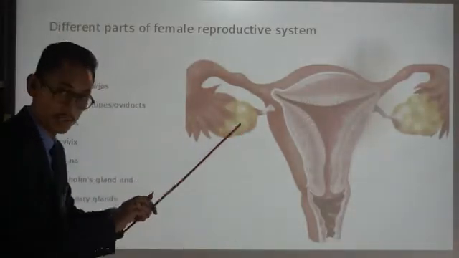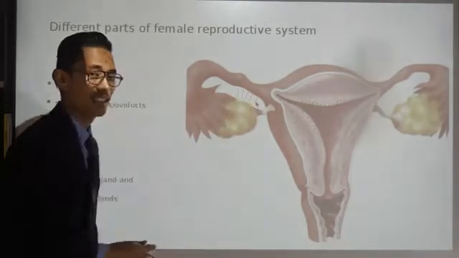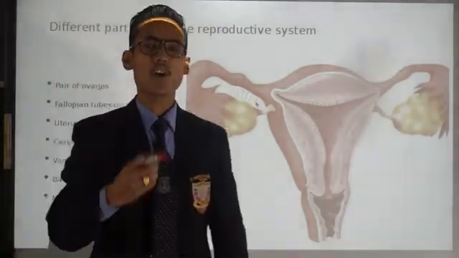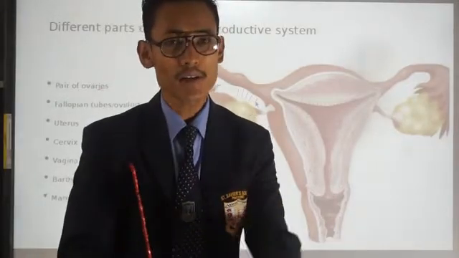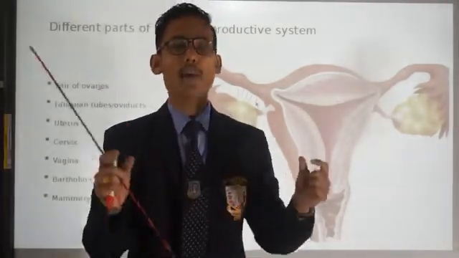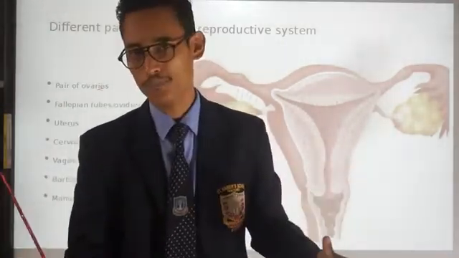Now it is located in the abdominal cavity or the pelvic region. One more time, the ovary is located in the abdominal cavity or in the pelvic region.